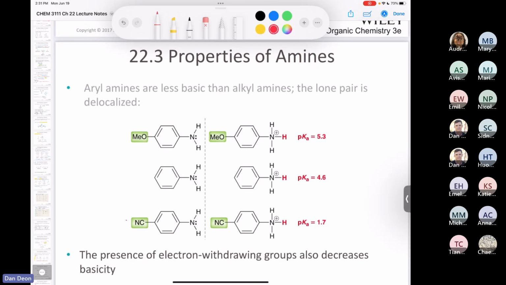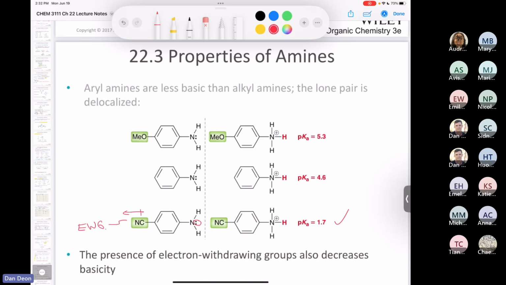put an electron withdrawing group, right, this is an electron withdrawing group, that's going to increase the acidity of the conjugate acid. Why? Because it's pulling electron density away. So it makes this lone pair even more delocalized. So if it's less basic, that means you get a stronger acid or stronger conjugate acid. All right. So you should have an understanding of what's going on there.